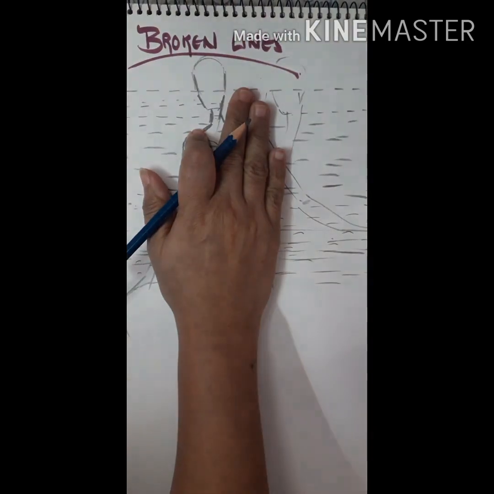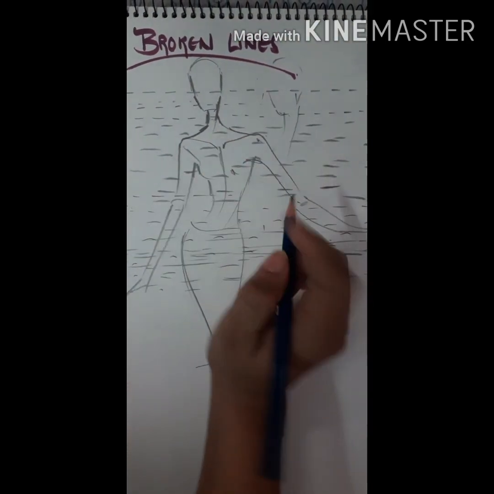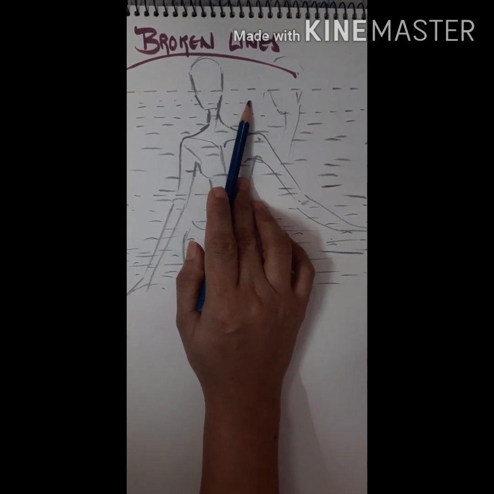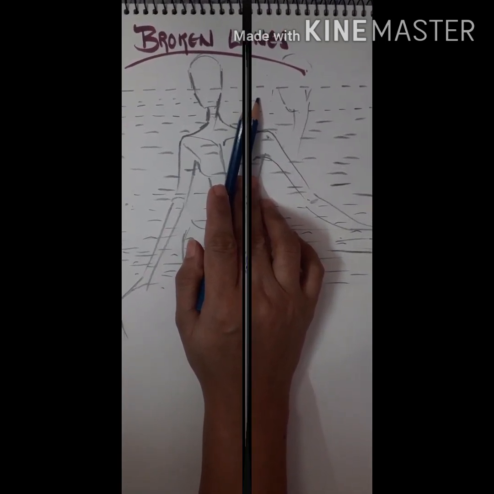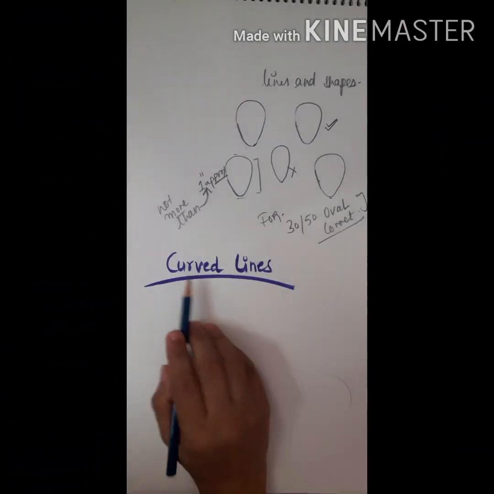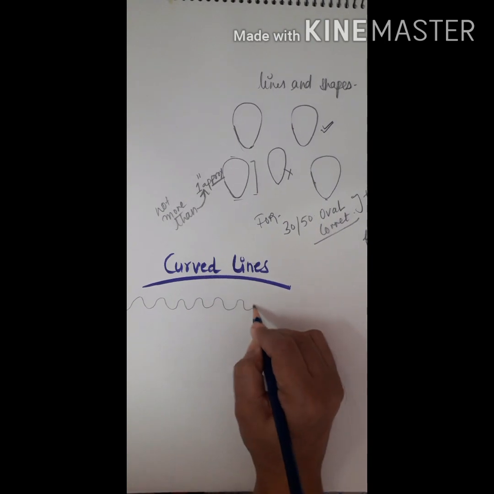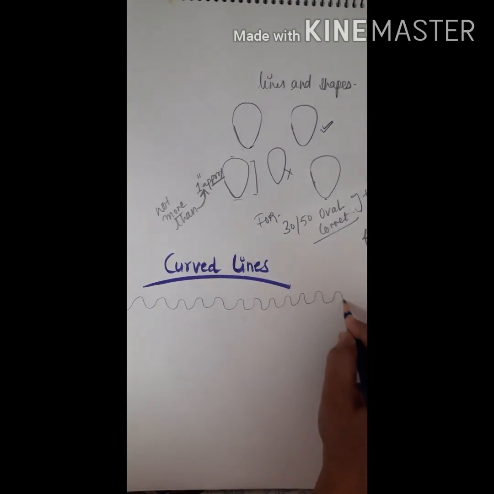So another very important aspect is broken lines. This will help you to create your sketch in a very quick manner. So another topic is curved lines. Curved lines are this. You must have done this in your school.